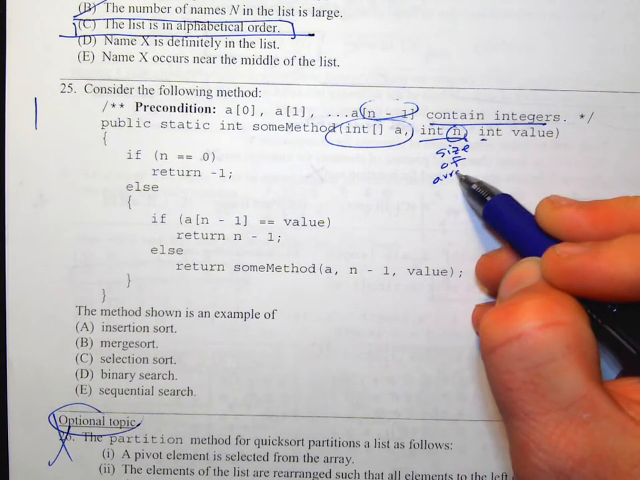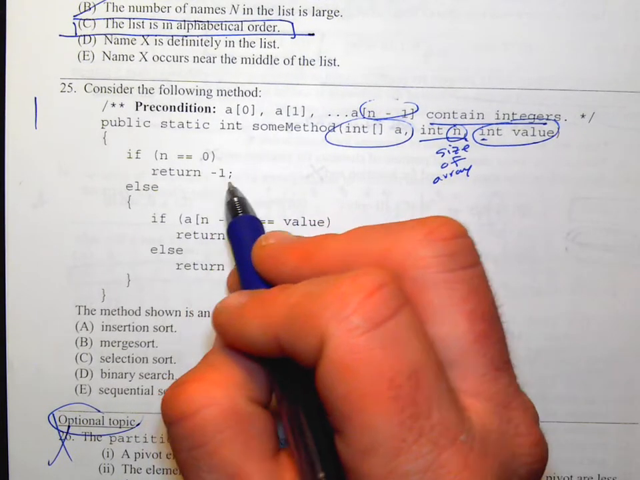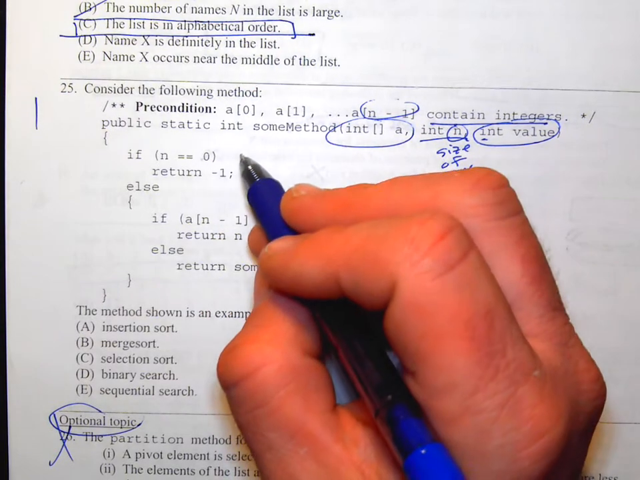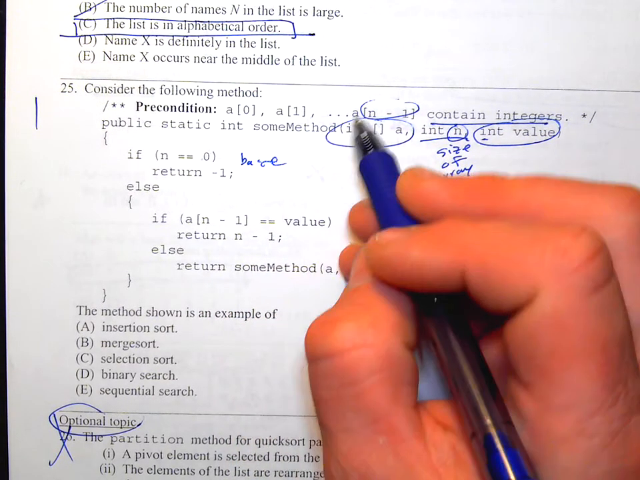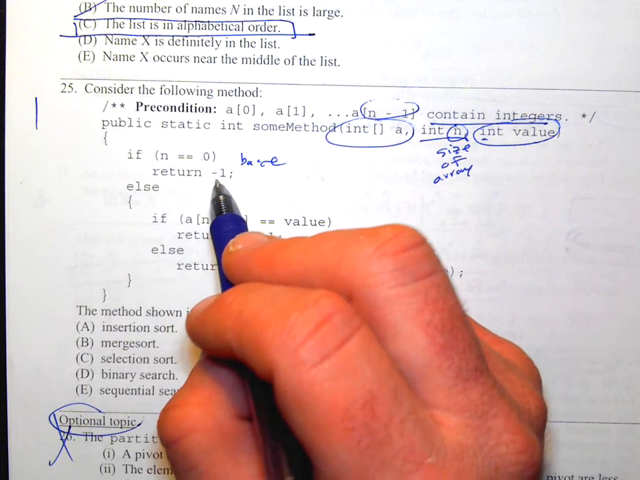And then you give it a value. And it says if n equals 0, return -1. So that means this is your base case. This is a recursive thing. That means we've gotten to the end and we never found it, return -1.